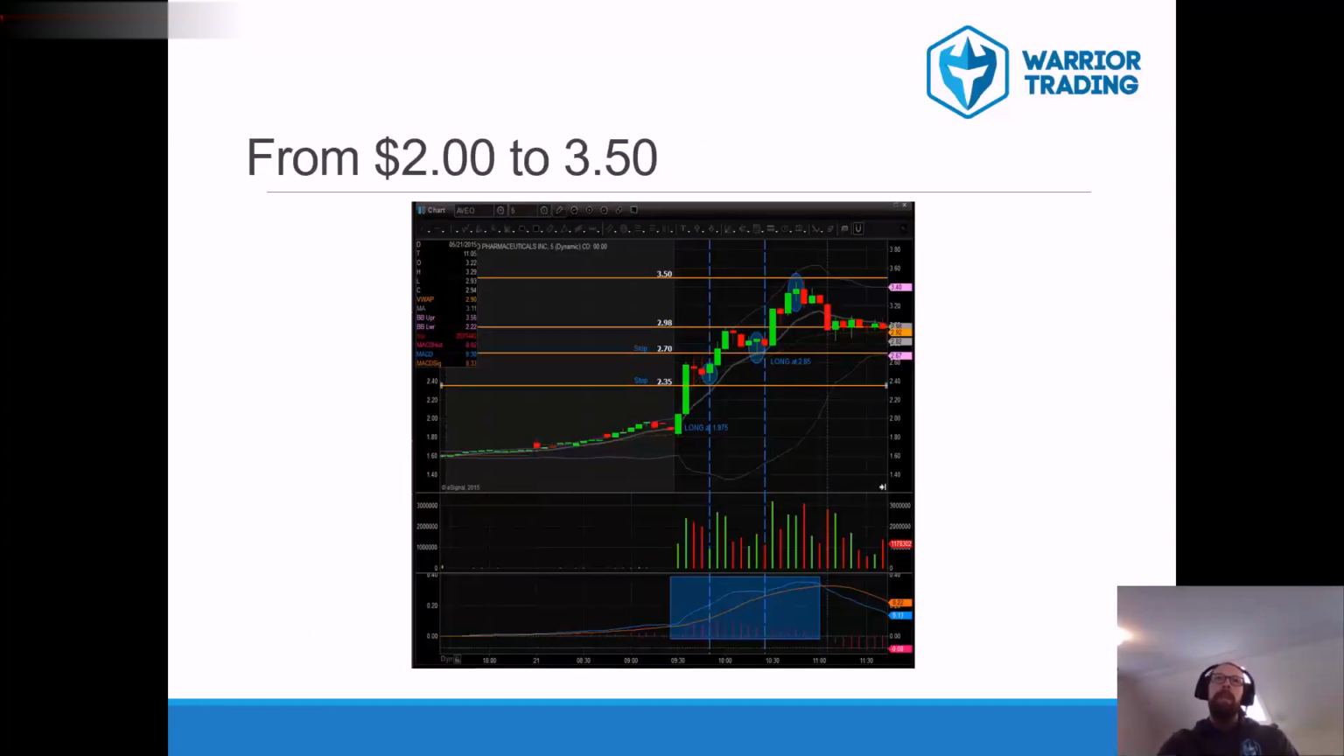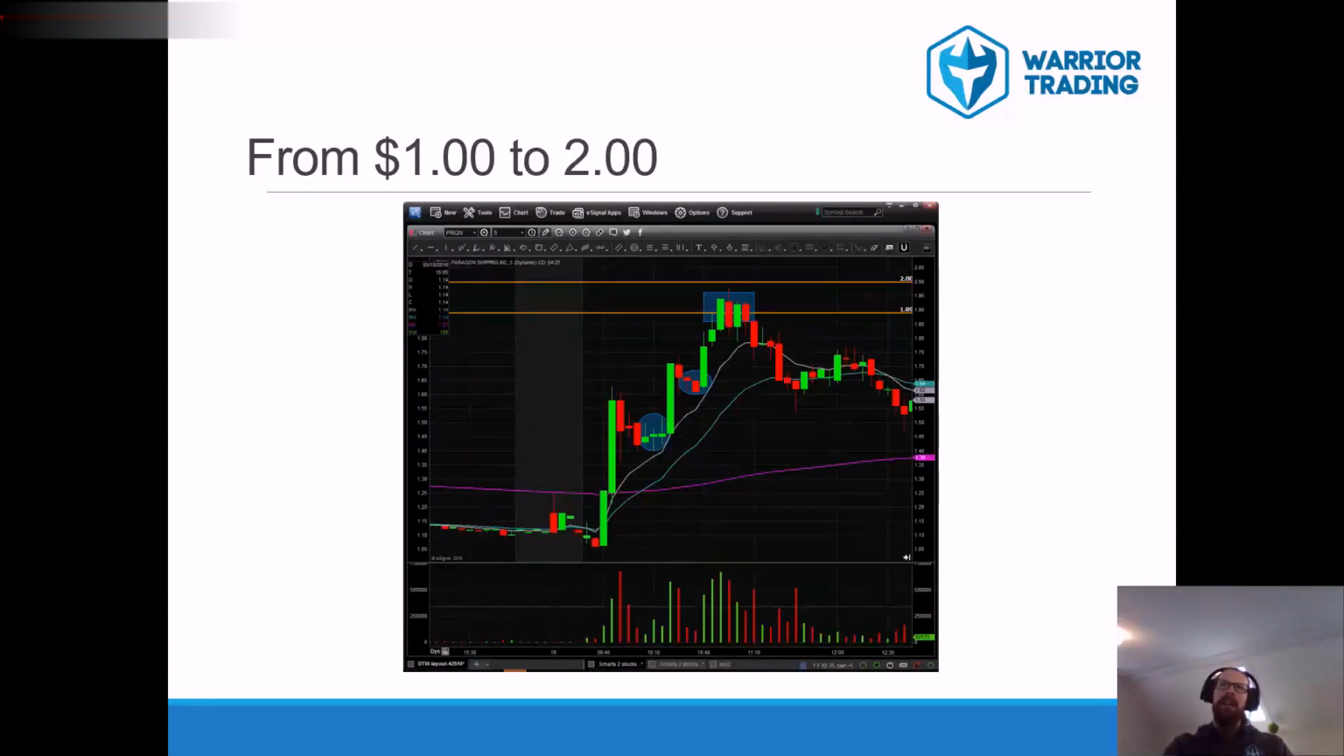All right, so here's a stock that went from $2 to $3.50, giving us easy entries on the pullback. This is a trade that you could have easily made $10 or $15,000 on, and you would have been able to get in with 10, 20, 30,000 shares and get in and get out. You have the liquidity. This is a 100% intraday move. Here's a stock that went from $1 to $2. Again, a 100% intraday move.